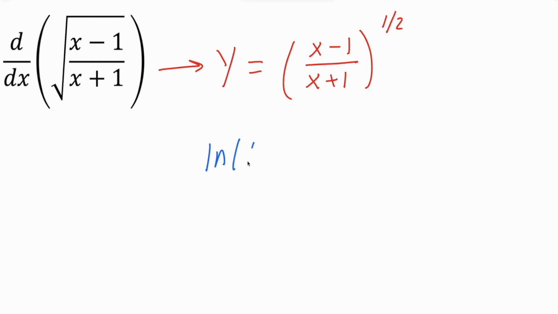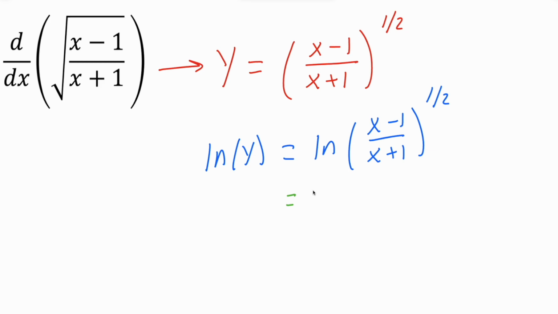So ln y is equal to ln of (x minus 1 divided by x plus 1) raised to 1/2. We're not making any actual changes because we're putting natural log on both sides. And we're doing this for a very specific reason, and that's because this form right here is equivalent to 1/2 ln (x minus 1 divided by x plus 1), because we're using the power rule for logarithms. So this part right here and this part are equivalent.